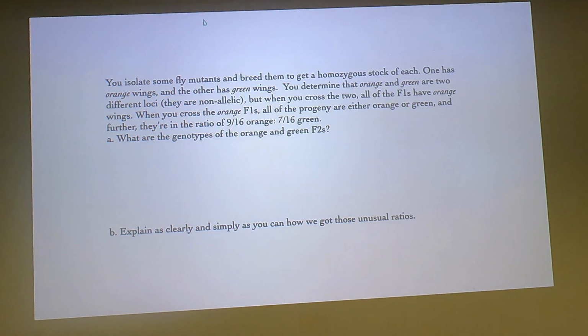Whoops. Yeah, you should be thinking to yourself, wait a minute, if this were a monohybrid cross, I should see a 3-to-1 ratio. If it's dihybrid, like I just told you it is, or different loci, you ought to get a 9 to 3 to 3 to 1 ratio. What is this 9 to 7 stuff? How do I explain that?